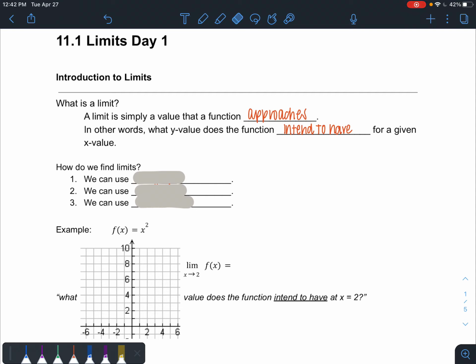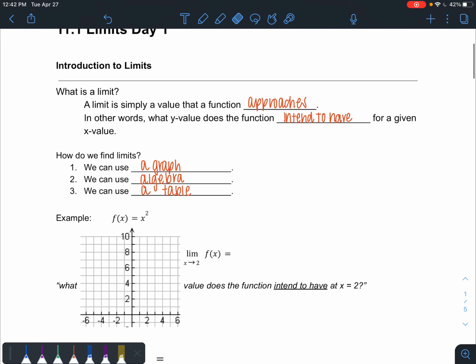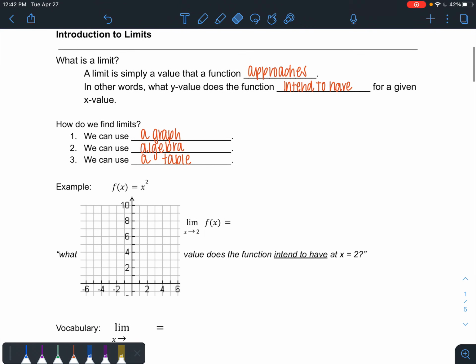Okay, we can use three different things to find limits. We can use a graph, we can use algebra, and we can use a table. And all three have a purpose in what we're doing. So we'll talk about all three of these methods as we move through these notes.